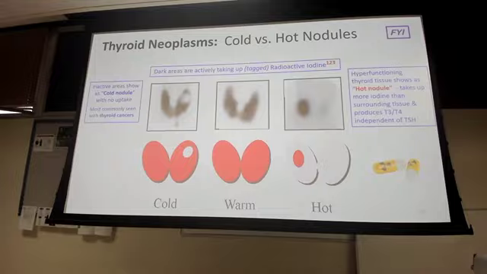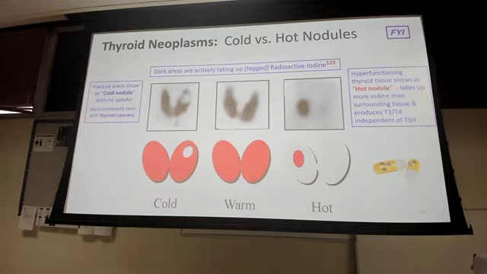Most of the time, whenever we do the scan and it shows up as a cold nodule, so it's kind of a white space in the thyroid, that tells us that there's no iodine uptake. Most of the time, that's associated with thyroid cancers. Okay? Can it be a benign thyroid tumor? Yes, it can. So thyroid tumors can also proliferate and not make thyroid hormone. But I want you guys to understand that thyroid cancers, whenever they do this, are typically cold.